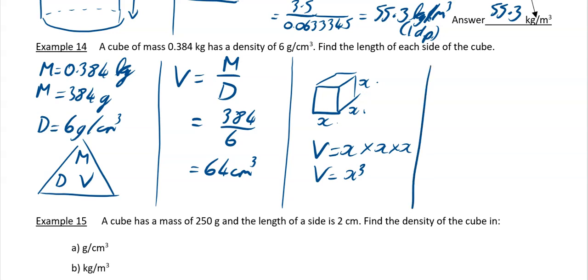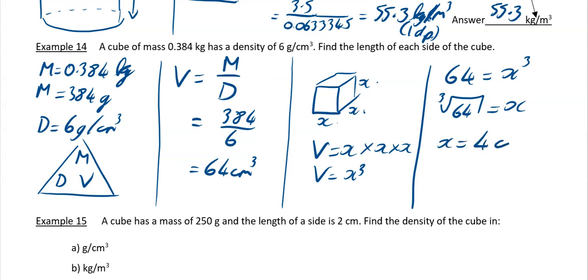But we also know that 64 is the volume, so 64 equals x cubed. And what is the opposite of cubing something? The opposite, or the inverse, of cubing something is cube root. So we can do the cube root of 64, which you can do on your calculator, or if you just know it, the cube root of 64 is 4, and the answer then would be 4 centimeters, and that is it.